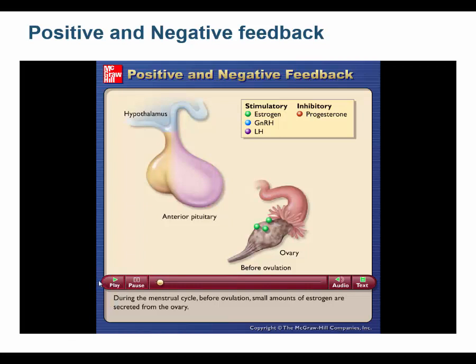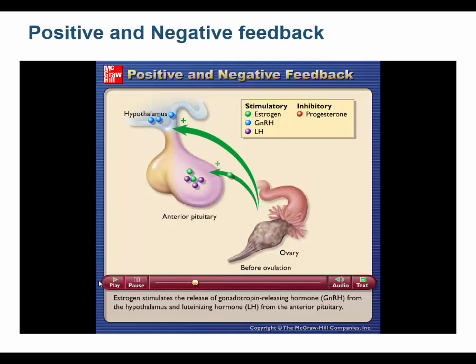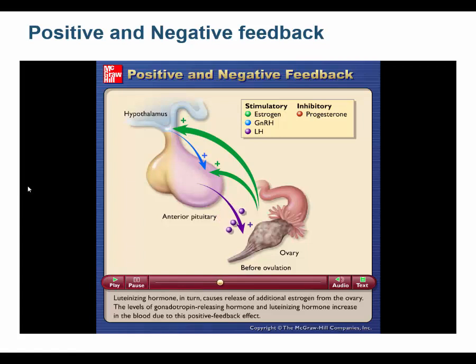During the menstrual cycle, before ovulation, small amounts of estrogen are secreted from the ovary. Estrogen stimulates the release of gonadotropin-releasing hormone from the hypothalamus and luteinizing hormone from the anterior pituitary. Gonadotropin-releasing hormone also stimulates release of luteinizing hormone from the anterior pituitary. Luteinizing hormone, in turn, causes release of additional estrogen from the ovary.